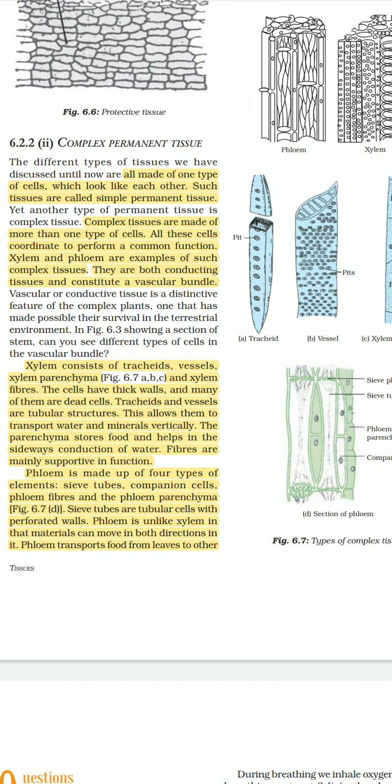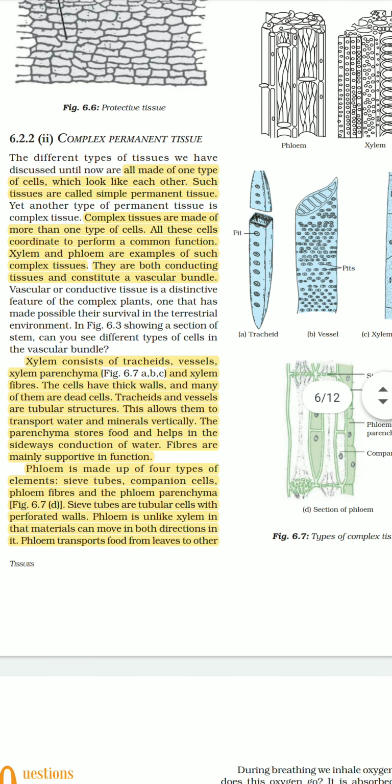Xylem consists of four types of cells: tracheids, vessels, xylem parenchyma, and xylem fibers. The cells have thick walls and many of them are dead cells. So as you can see, xylem is made up of four types of cells. Out of these four, three are dead and only one cell is living, that is xylem parenchyma. And tracheids, vessels and xylem fibers are dead cells.